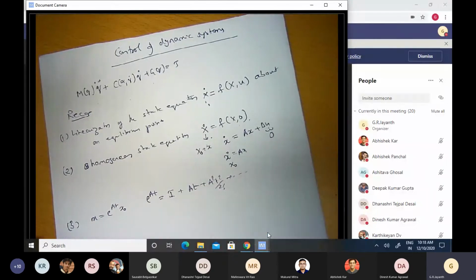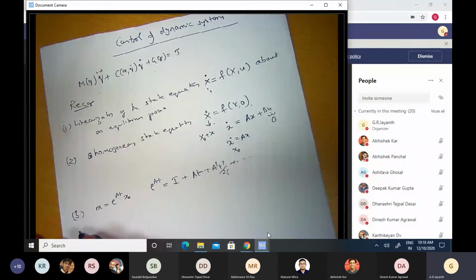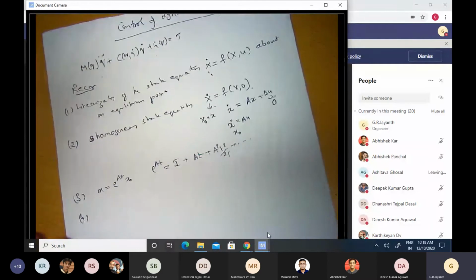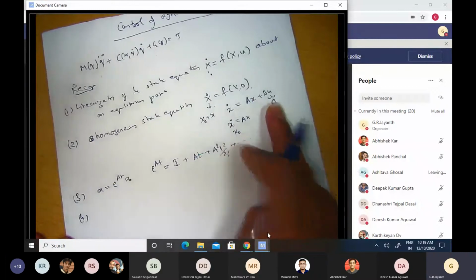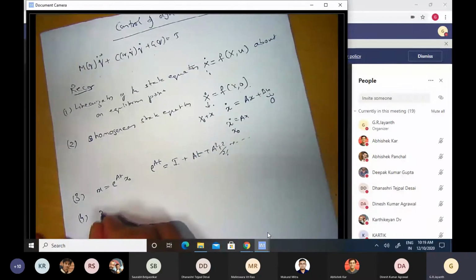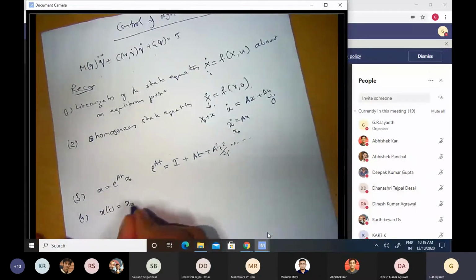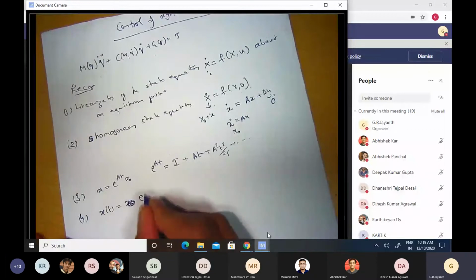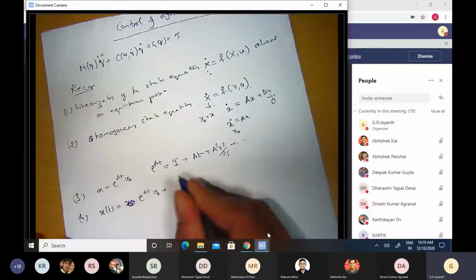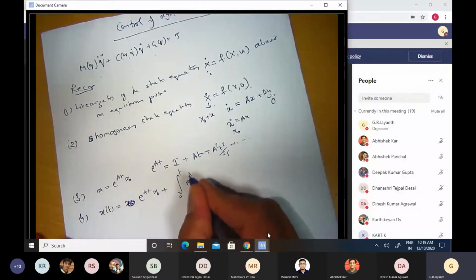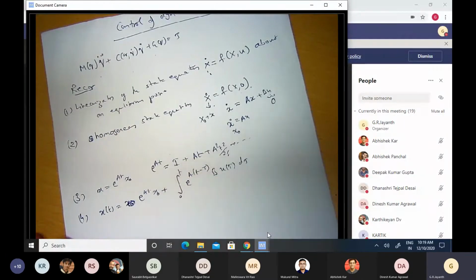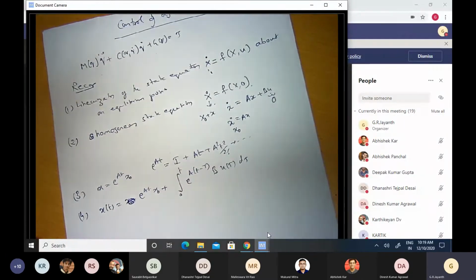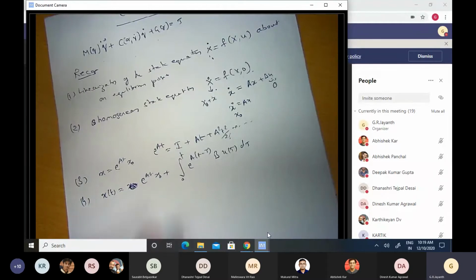Then we used this as inspiration to solve the non-homogeneous problem, or the one where you have forcing, and we saw that the solution would look like x of t is equal to e to the power At x naught plus integral 0 to t e to the power A(t minus tau) B times u of tau d tau.